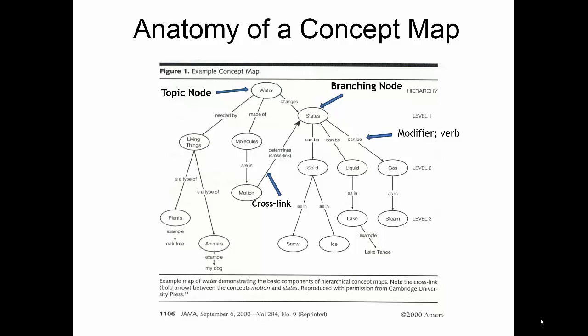You can also see that one of the links is different from the others in that it crosses over between two branches. This is called a crosslink, and it represents integrative knowledge. When students search for crosslinks, they are pushing their reading to a higher level. Also, another way to look at crosslinks is they represent the harder test questions.